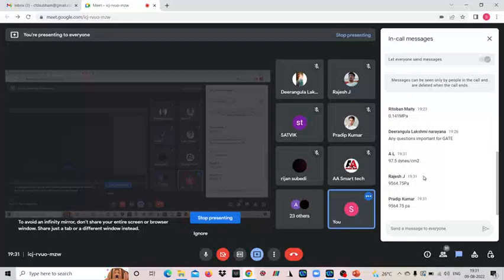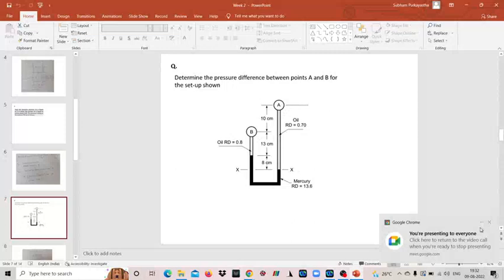Somebody answered 97.5 dynes per centimeter square. That we need to check. But looking at the value, please remember one thing: until and unless it's mentioned in the question, please try to make a habit of calculating everything in SI.